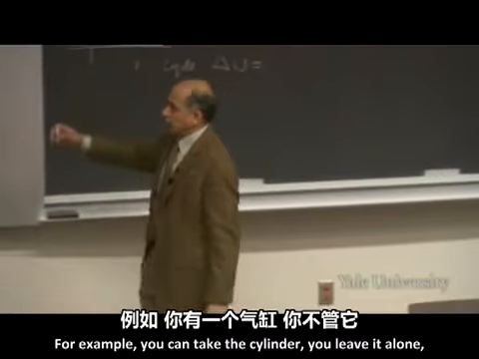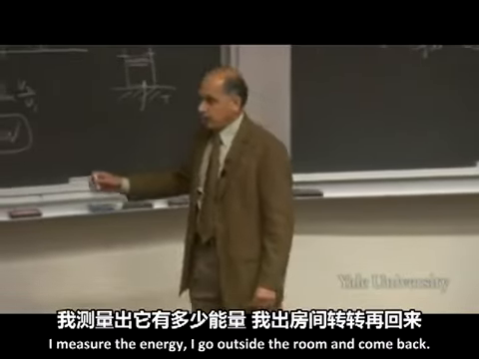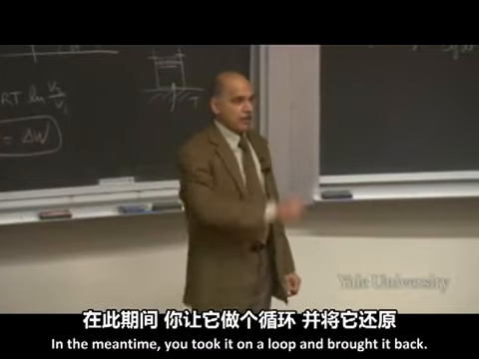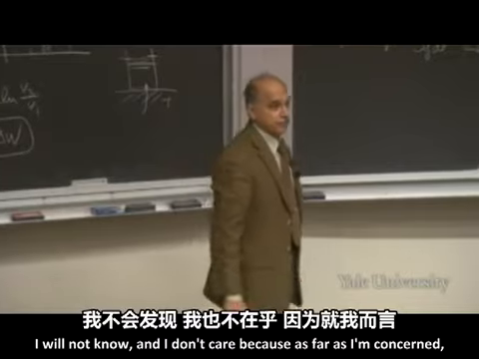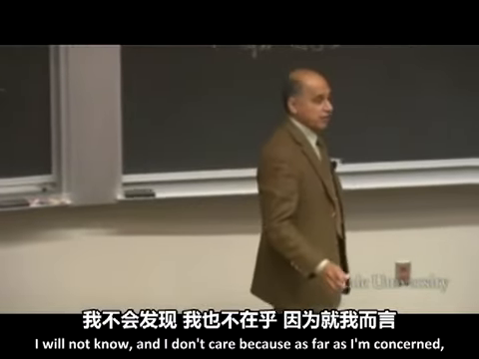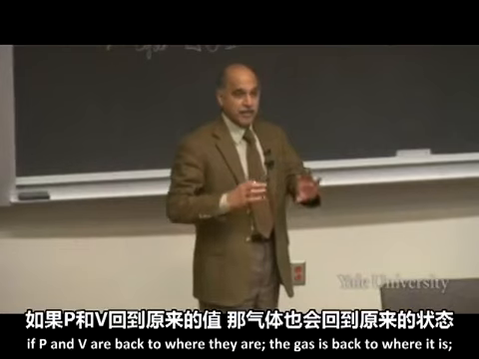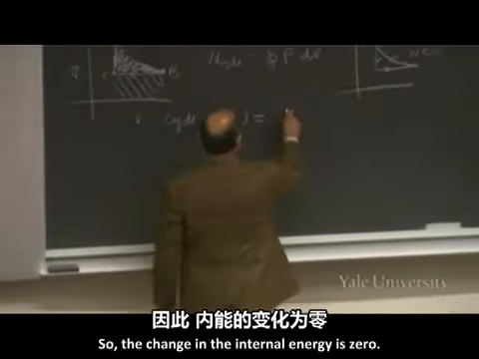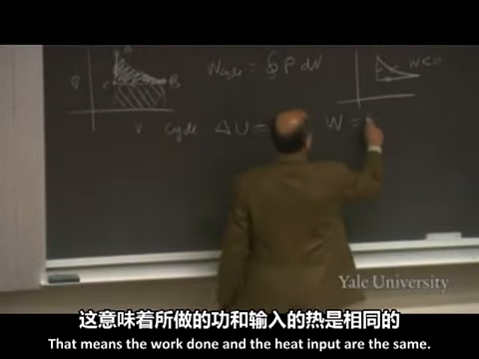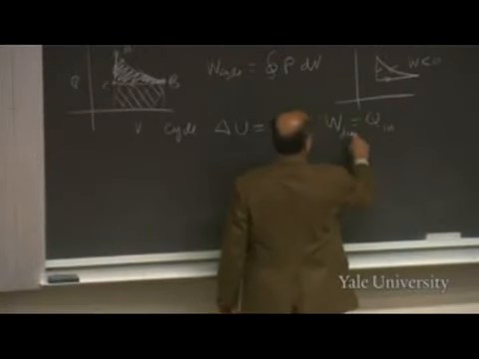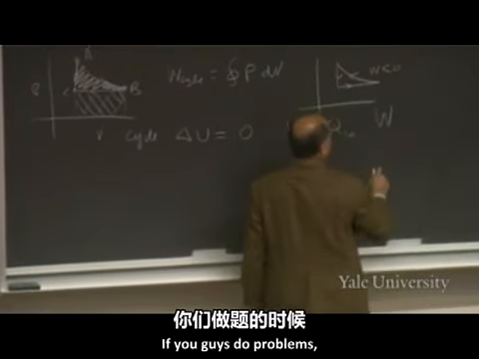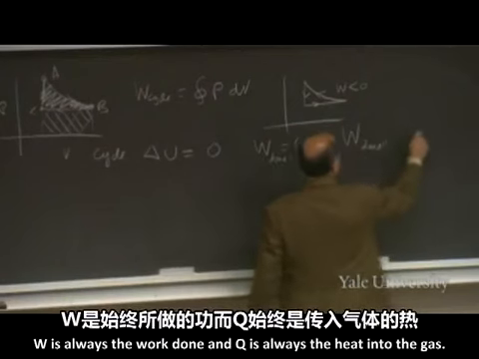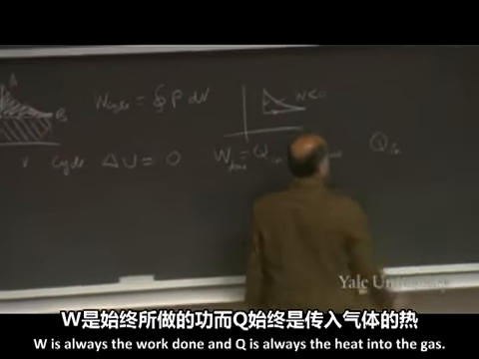For example, you can take the cylinder, you leave it alone, I measure the energy, I go outside the room and come back. In the meantime, you took it on a loop and brought it back. I will not know. And I don't care, because as far as I'm concerned, if P and V are back to where they are, the gas is back to where it is, energy is back to where it is. So the change in the internal energy is 0. That means the work done and the heat input are the same. So let's be very clear. If you guys do problems, I don't want you to lose points for a sign mistake. W is always the work done, and Q is always the heat into the gas.